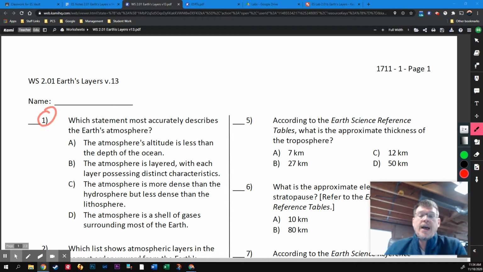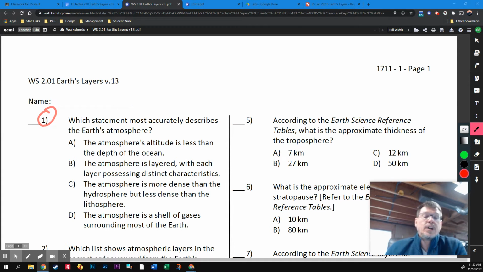Which statement most accurately describes the Earth's atmosphere? What I like to do in these cases is treat each option as a true or false. If you were guessing on a multiple choice, the chances of getting it right are 1 out of 4. But if you guess on a true or false, your chances are 1 out of 2, 50%. So the idea is to take each option and turn it into a true or false. Even if you have to guess on one option, it'll help narrow it down a lot.